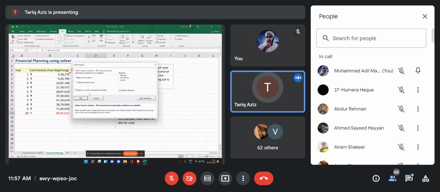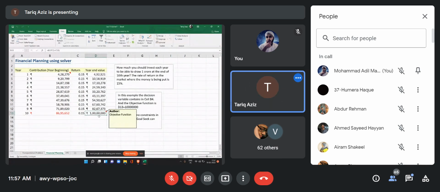Once you press solve, it says that solver found a solution. Sometimes, if you have not specified the problem correctly, you will press solve and the software will not solve the problem, and it will show some error. So specifying the problem correctly is important. Otherwise, it will not solve the problem. So the things should be very clear. Let me press OK here.